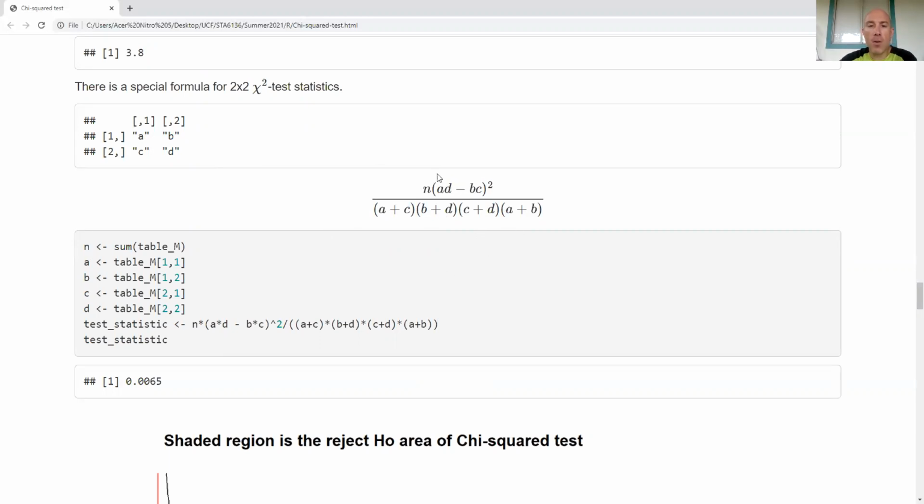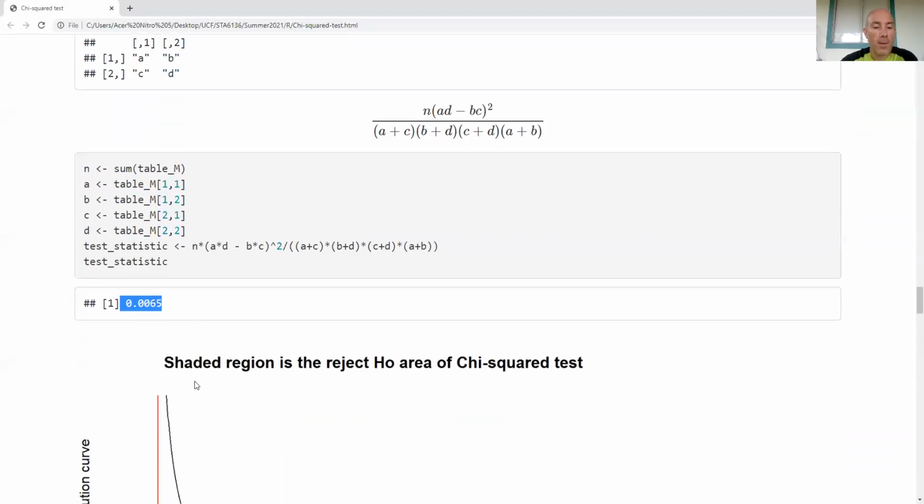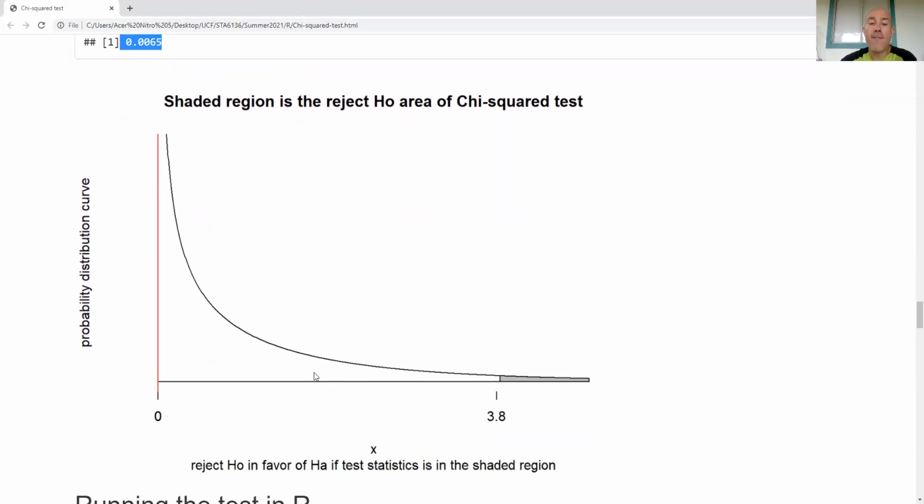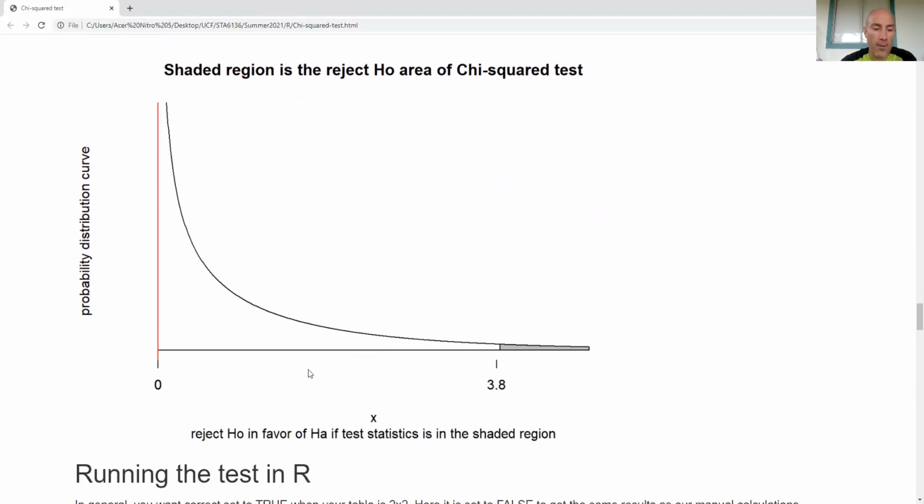So just to be consistent with this formula, I went through and assigned each of these the appropriate value for A, B, C, and D, and N, and here's my test statistic, and I see that my test statistic is really, really small. Okay, so let's go ahead and plot that. Wow, that is super, super close to 0. That's nowhere near the rejection region. I failed to reject the null hypothesis.